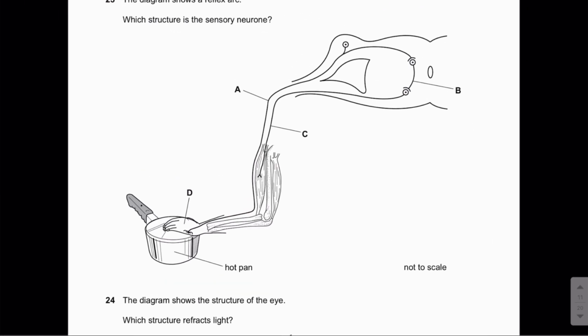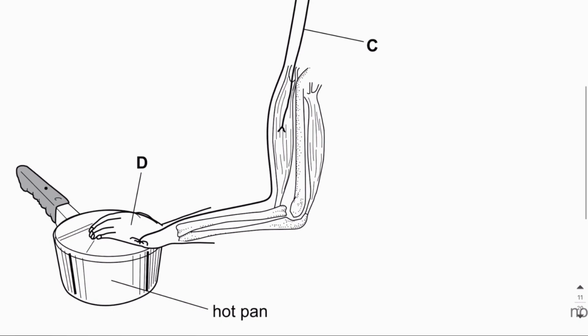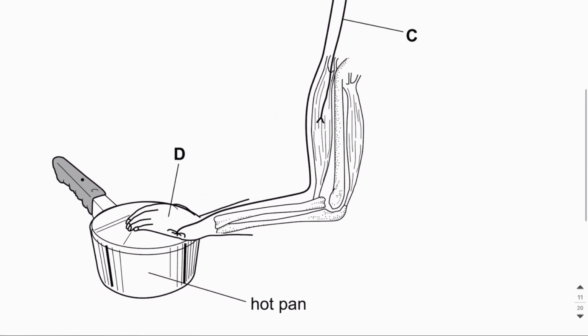Let's move on to MCQ number 23. The diagram shows a reflex arc. Which structure is the sensory neuron? So guys, reflex arc is simply a pathway along which the electrical impulses travel to bring about reflex action, which is a fast, involuntary response to a stimulus. So you need to know that a person is touching a hot pan, and this is the receptor which detects that the pan is hot, or this could be a pain receptor or could be a temperature receptor which sends electrical impulses along the sensory neuron, right?